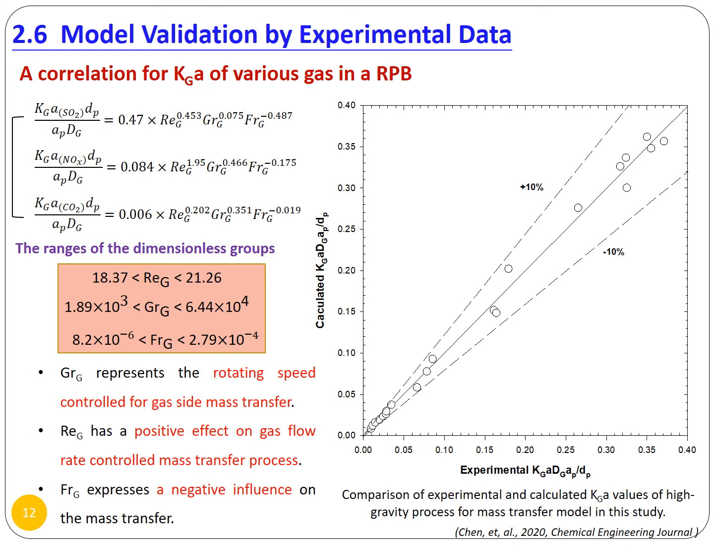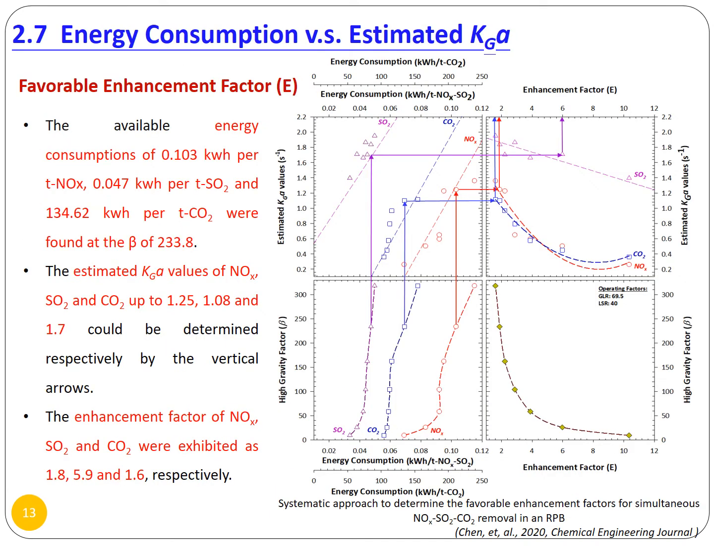The flow number is a negative figure, so it has no effect on the mass transfer. And the error bar will show plus and minus 10% between the calculated and the experimental mass transfer coefficient. And we also compare the energy consumption and the mass transfer coefficient. From this figure on the left-hand side, the high gravity factor is around 235. Compare the different energy consumption of different gases.